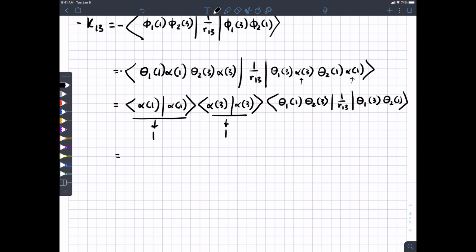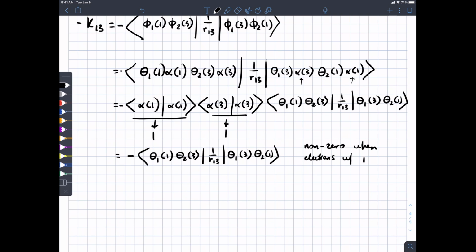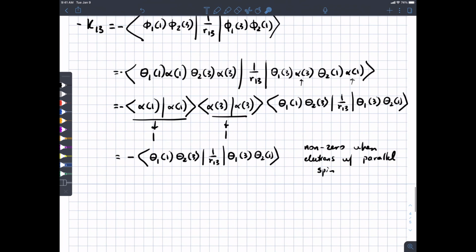So when electrons have parallel spin, we get this exchange term that's non-zero for electrons with like spin. And the term is negative, that is favorable, when electrons have parallel spin. So this is the origin.